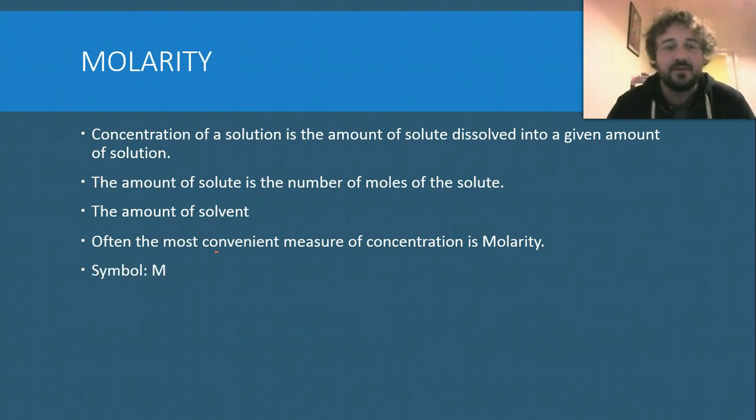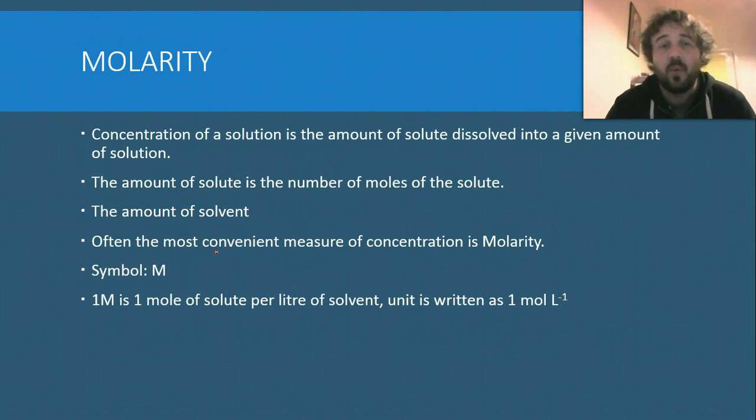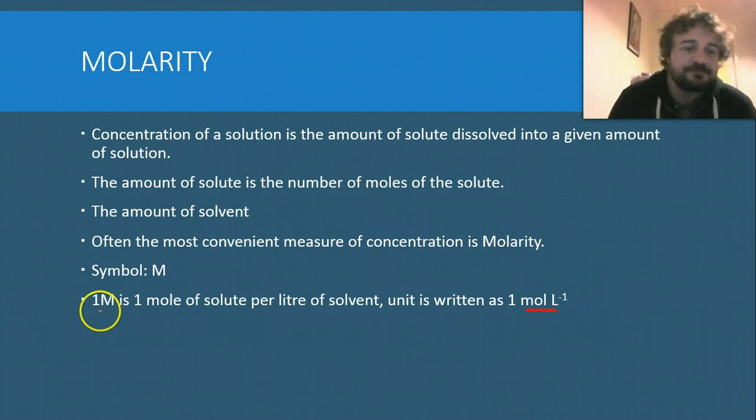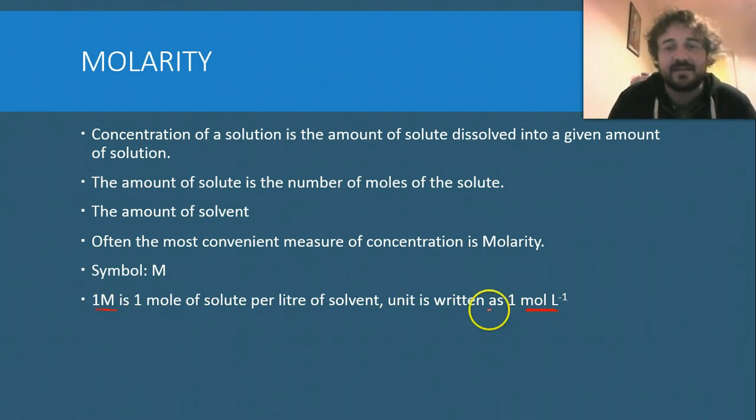All right, so the symbol is M. So 1 M, and that's the real shorthand way of doing it, is 1 mole of solute per litre of solvent, which we're now going to focus on writing it this way. Both work. This is the way we want you to do it. But we want you to recognize this. This should be the main way you do it, but you should recognize this as the same thing.